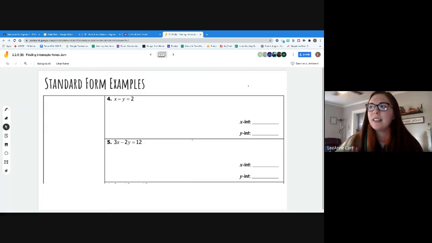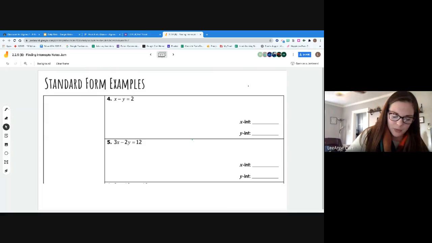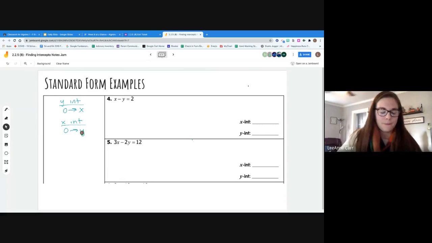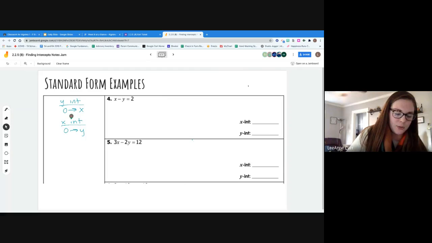Okay, like I said, our next couple examples are not in slope-intercept form. These are in standard form, so that's the ax plus by equals c. However, we're still going to use the same rules. I'm writing this on the side so we remember: for our y-intercept, we plug in a 0 for x. For our x-intercept, we plug in a 0 for y. Int is for intercept, by the way, in case you didn't catch that.